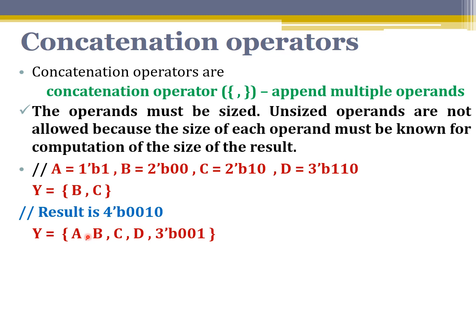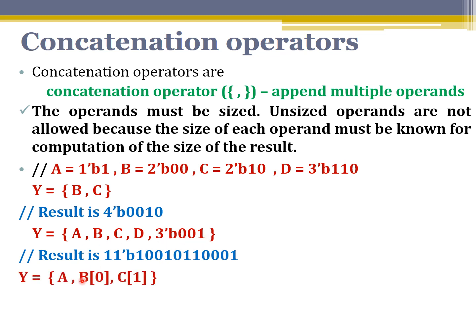Next, we have concatenation of A, B, C, D and a number mentioned as a 3-bit number 0 0 1. So just write down the values. A is 1, B is 00, C is 10 and D is 110. And then append even these last 3 bits. So you're going to get an 11-bit result, because A is 1 bit, 3 bits, 5 bits, 8 bits, 8 plus 3, 11 bits. Totally this is an 11-bit number, which is a concatenation of all these bits.